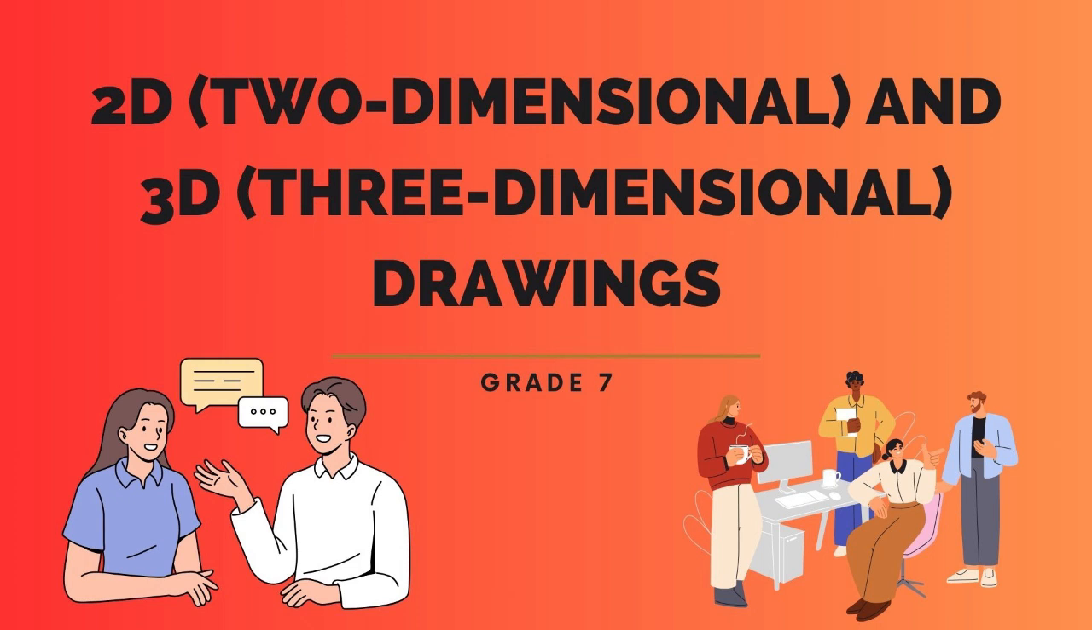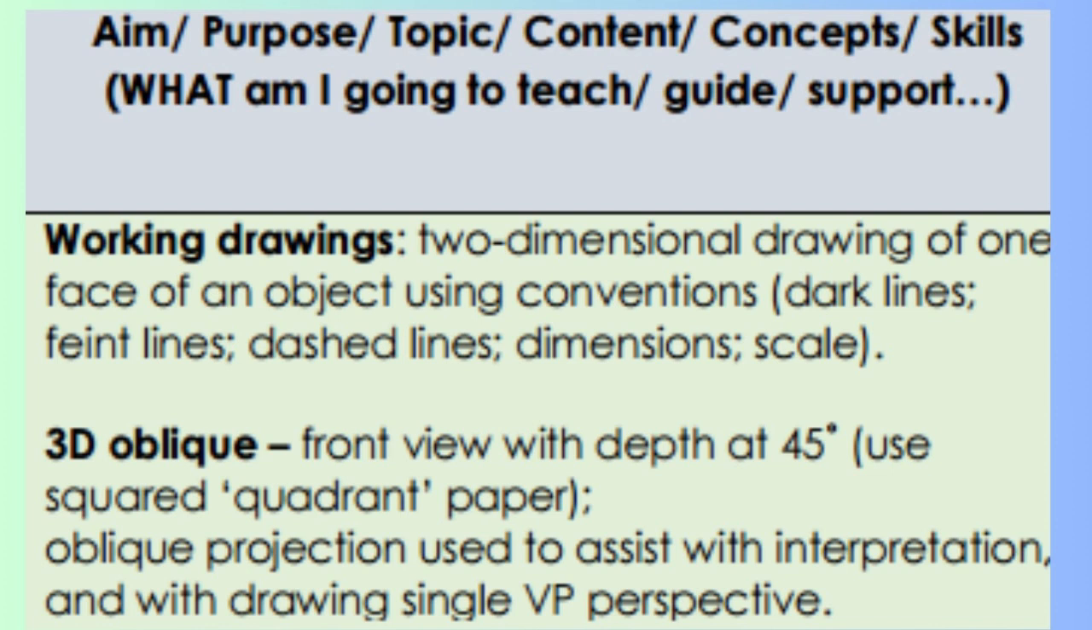Topic: 2D, two-dimensional, and 3D, three-dimensional, drawings. Working drawings: a two-dimensional drawing of one face of an object using conventions, dark lines, faint lines, dashed lines, dimensions, and scale. 3D oblique: front view with depth at 45 degrees, using squared quadrant paper. Oblique projection is used to assist with interpretation and with drawing single VP perspective.